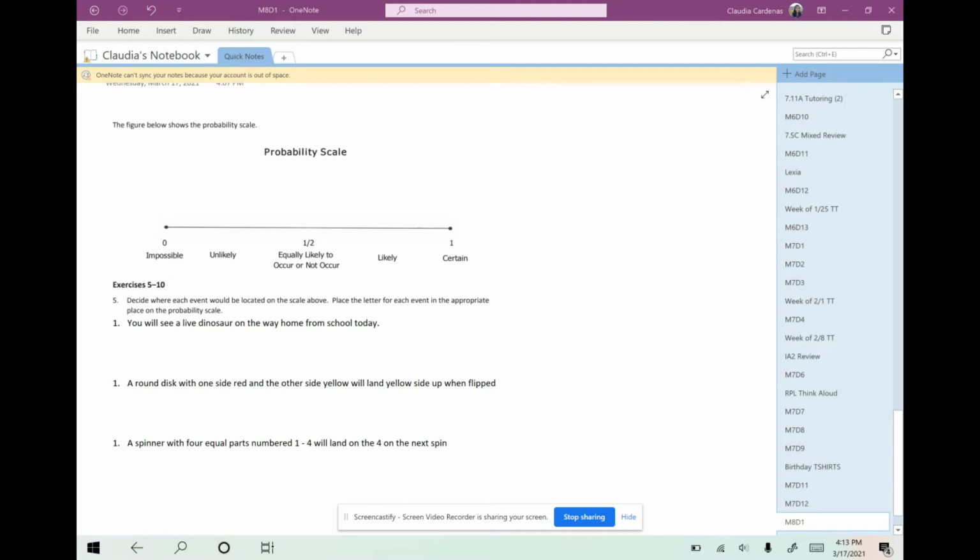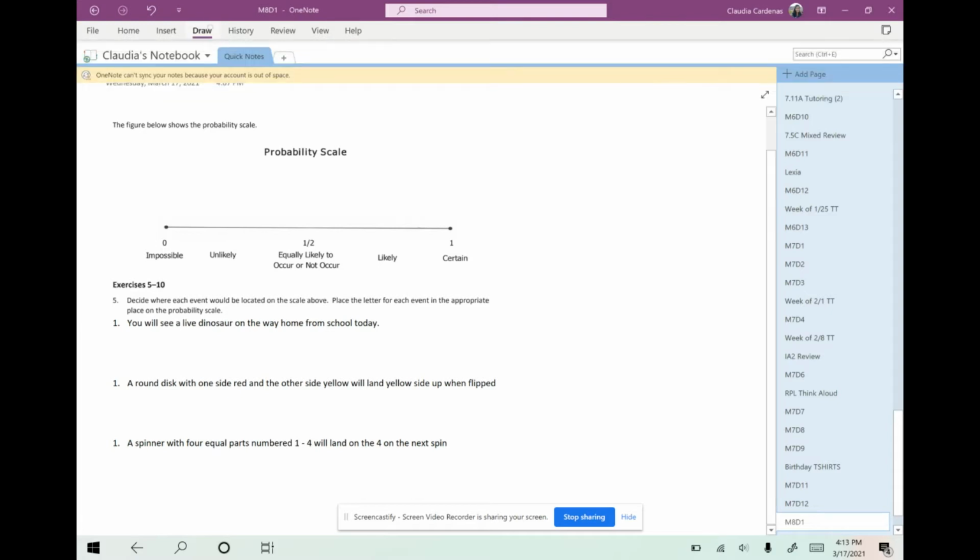And I know we've already discussed a lot about different cases of probability with a spinner. And we've looked at vocab on things that are equally likely or certain or impossible to happen. So we're going to put all of that together in this problem. The figure below shows the probability scale, again, from impossible all the way to certain. So we're going to decide whether each event would be located on the scale above. And we're going to place a letter for each event in the appropriate place on the probability scale.